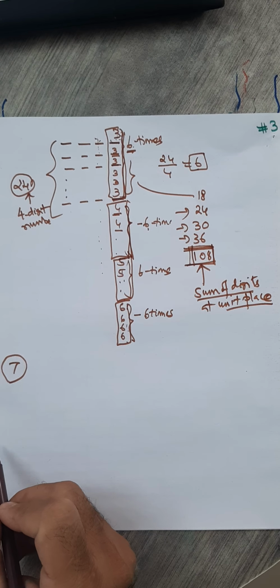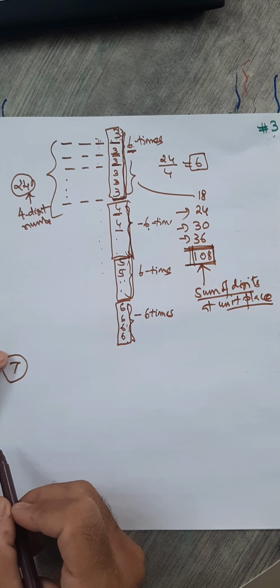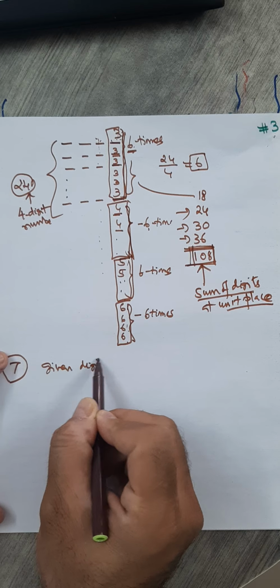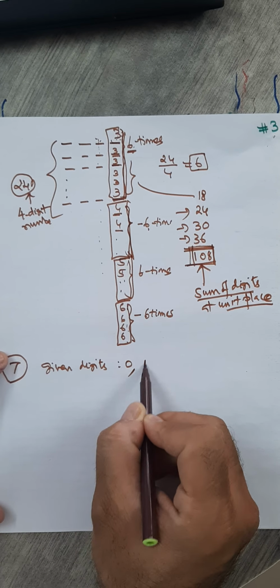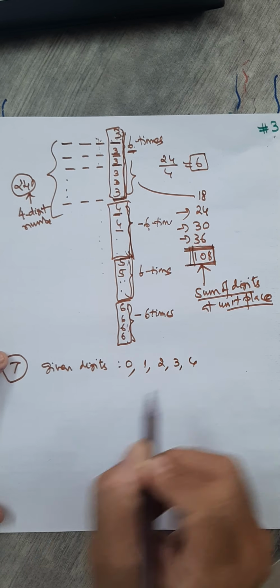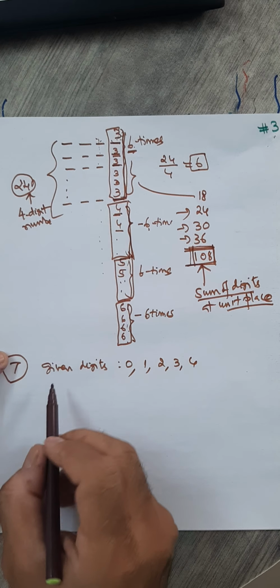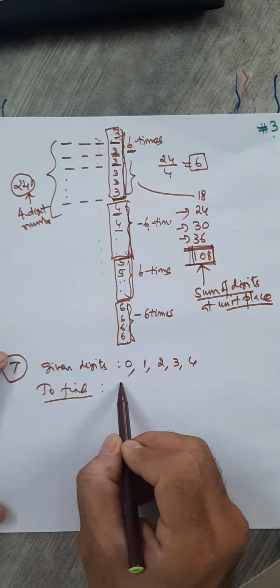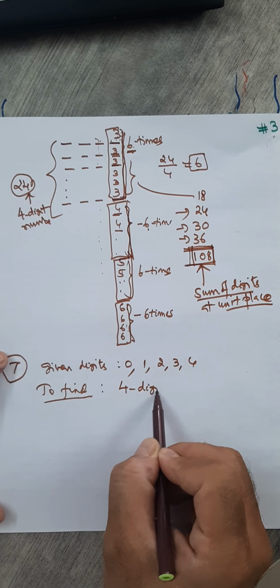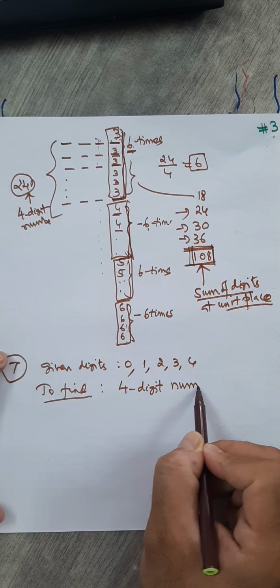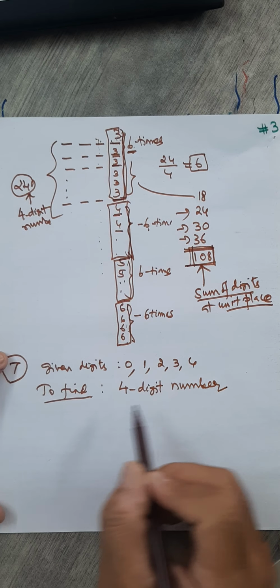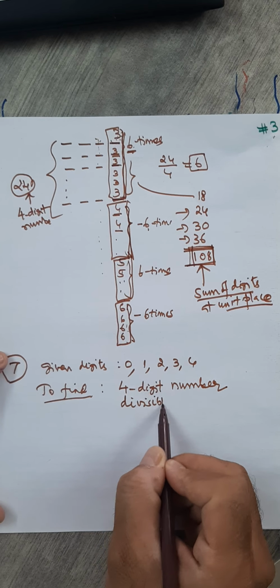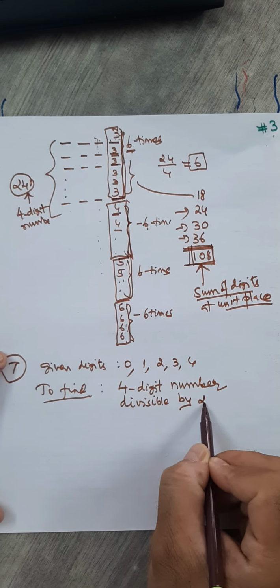The next question here, 7th number. Next question. A 4-digit number is formed using, so you are given these digits. Given digits are 0, 1, 2, 3, 4. To find, what you want to do here? What do you have to do? Find a 4-digit number. 4-digit number divisible by 20. That's the question. Divisible by 20.